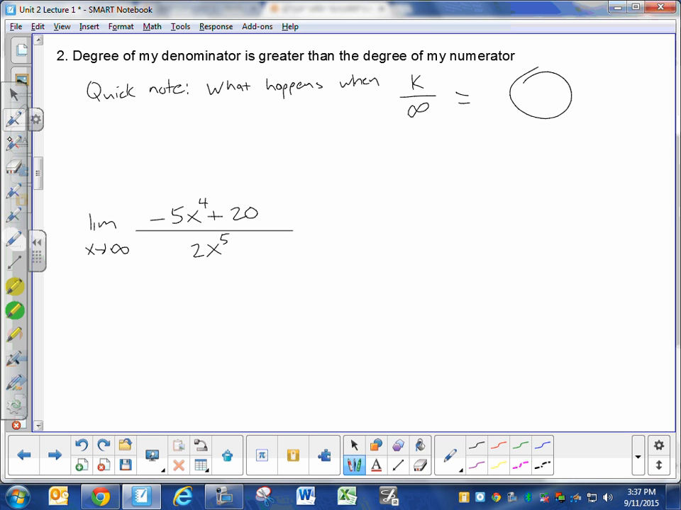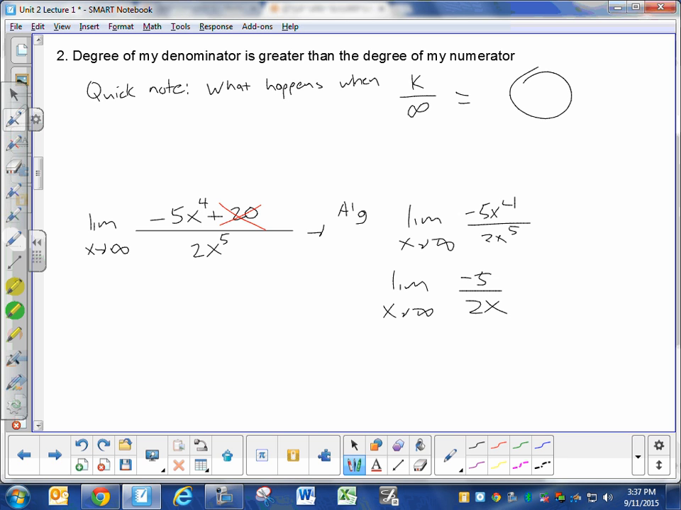Well, if I looked at this situation, I want to find the horizontal asymptote of negative 5x to the 4th plus 20 over 2x to the 5th. First thing I can do is just get rid of the 20. I don't care about that. And this would be the algebraic way to do it. I'd have negative 5x to the 4th over 2x to the 5th. The x's would cancel. I'd have negative 5 over 2x.